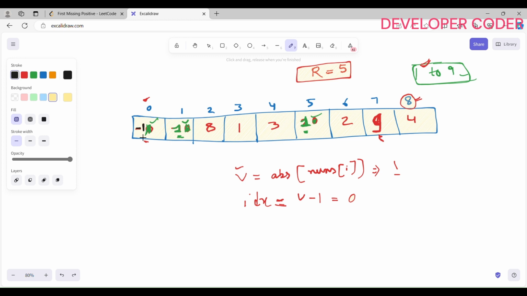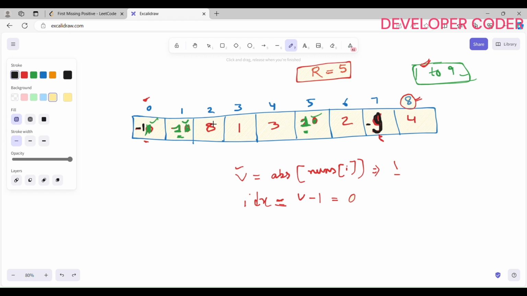After that I reach this particular index. nums of 1, the value is 1, and 1 minus 1 is 0, so this is already minus 1, so I don't need to change it right now. After that I reach this position, 8 minus 1 is 7, so at position 7 I have to make it negative, so now my new value is minus 9.